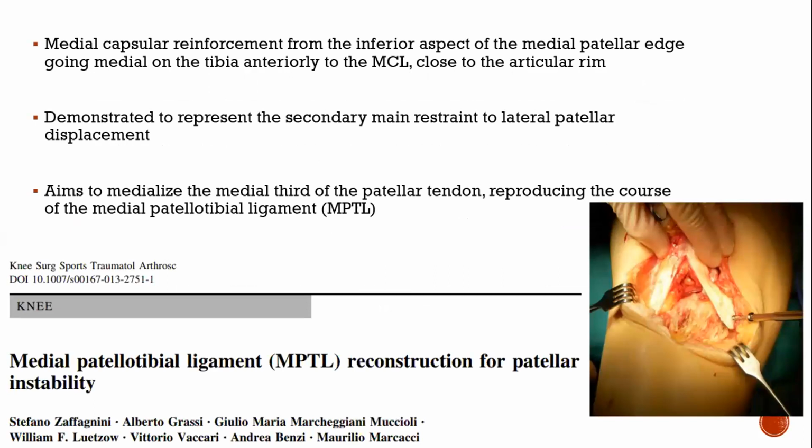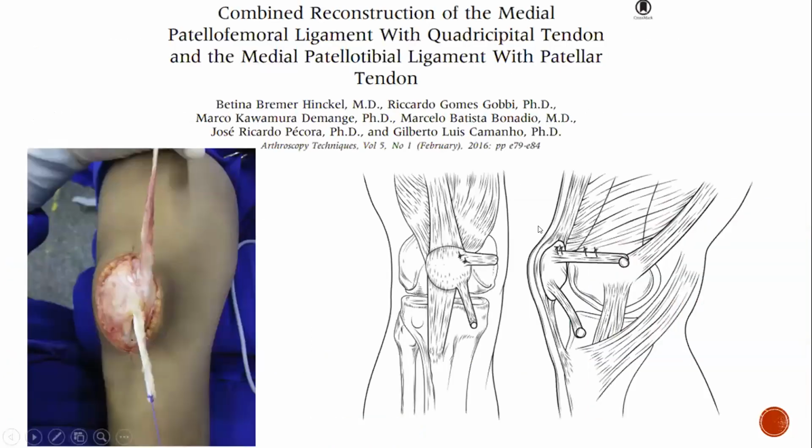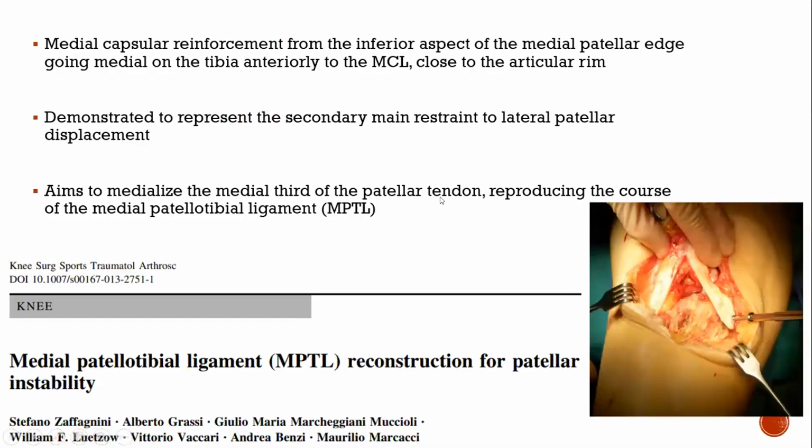MPTL is a medial capsular reinforcement from the inferior aspect of the medial patellar edge, going medially on the tibia anterior to the MCL, close to the articular rim. It demonstrated a secondary restraint to lateral displacement. MPTL reconstruction aims to medialize the medial third of the patella, reproducing the course of the MPTL, and it can be shown in the picture.